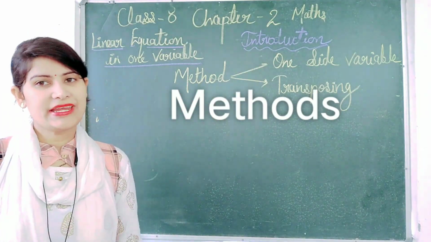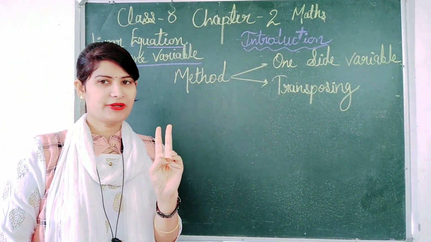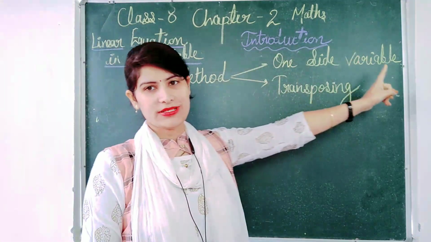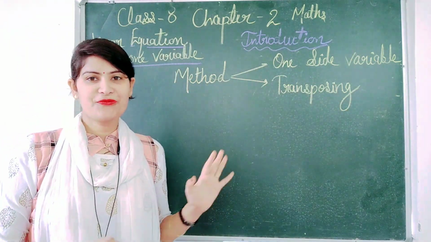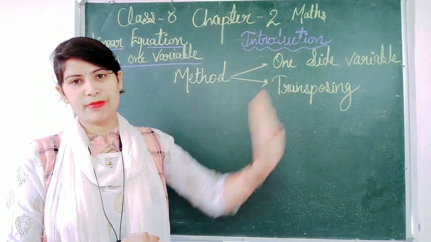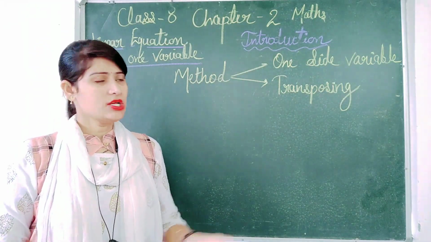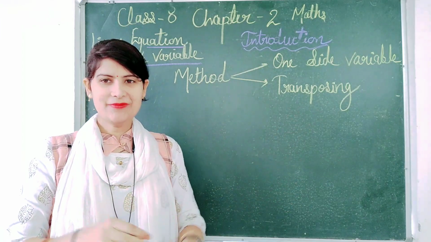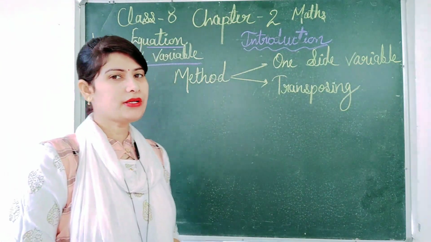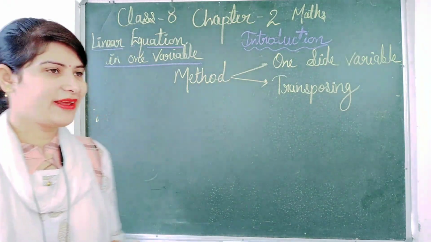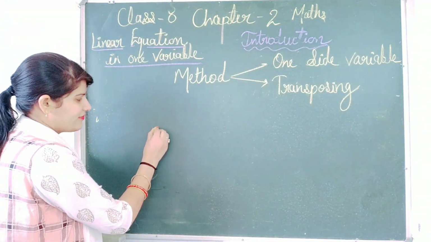The next topic is methods. To solve a linear equation, there are two different methods. First is the one side variable method, another is the transposing method. Now first I am taking the one side method. Transposing method is very easy. Everyone uses this transposing method, but look at the one side variable method.